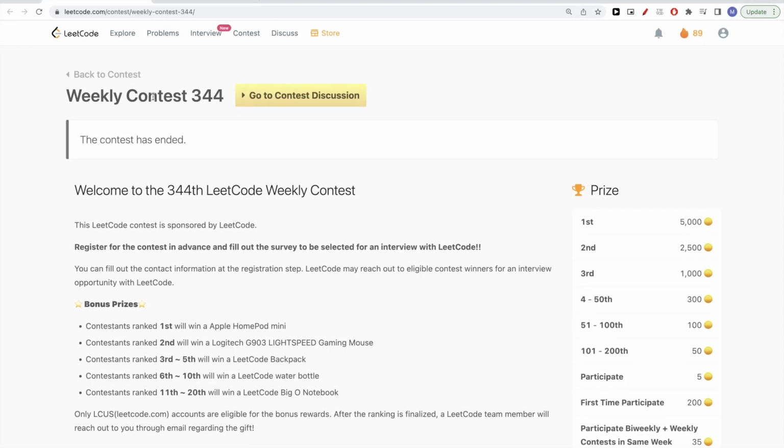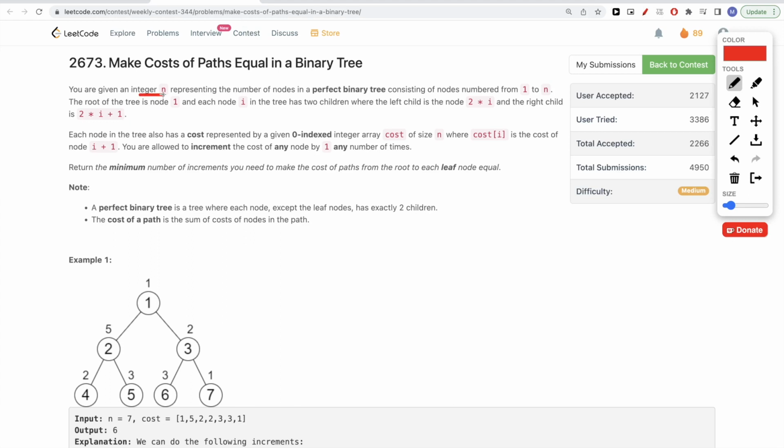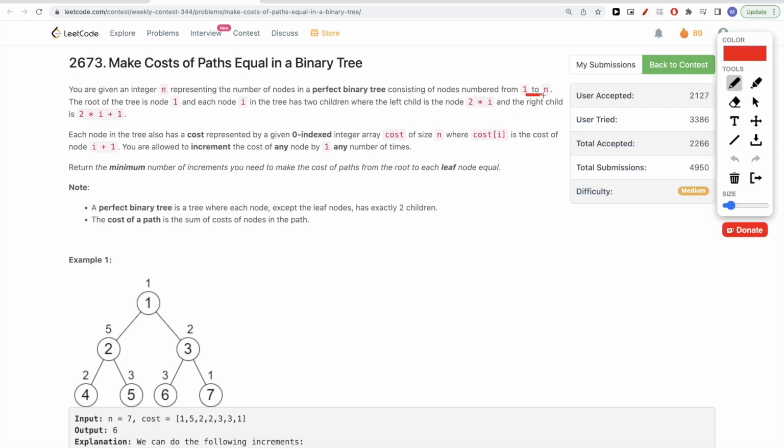Hello, so continuing on weekly contest 344, the last problem, make costs of paths equal in a binary tree. So this problem says basically that we have an integer n that represents the number of nodes in a perfect binary tree. By perfect here, it means that all the leaves are filled. And then the nodes are numbered from 1 to n.